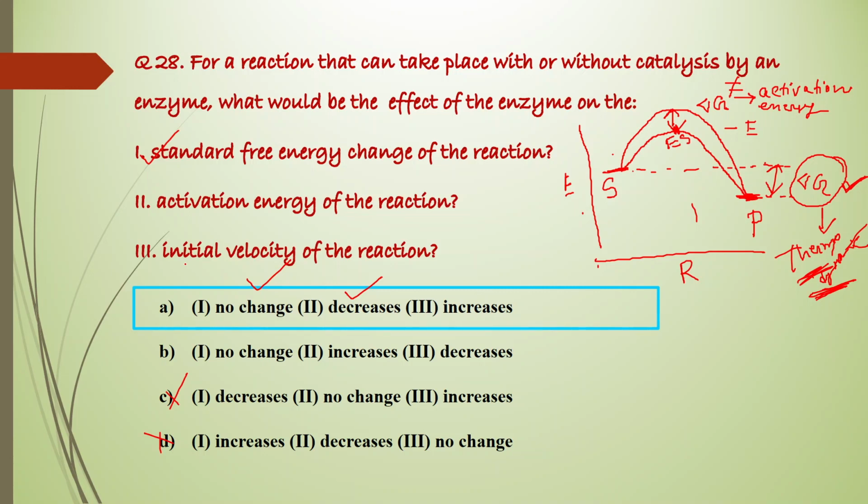The third option is the initial velocity of the reaction. So obviously if the activation energy barrier has been lowered, more substrate can go to product formation. So our initial velocity for the reaction, or the rate of the reaction, would increase. So the first option was correct. Delta G will not change. Activation energy, or delta G double dagger, would decrease and initial velocity of the reaction would increase.